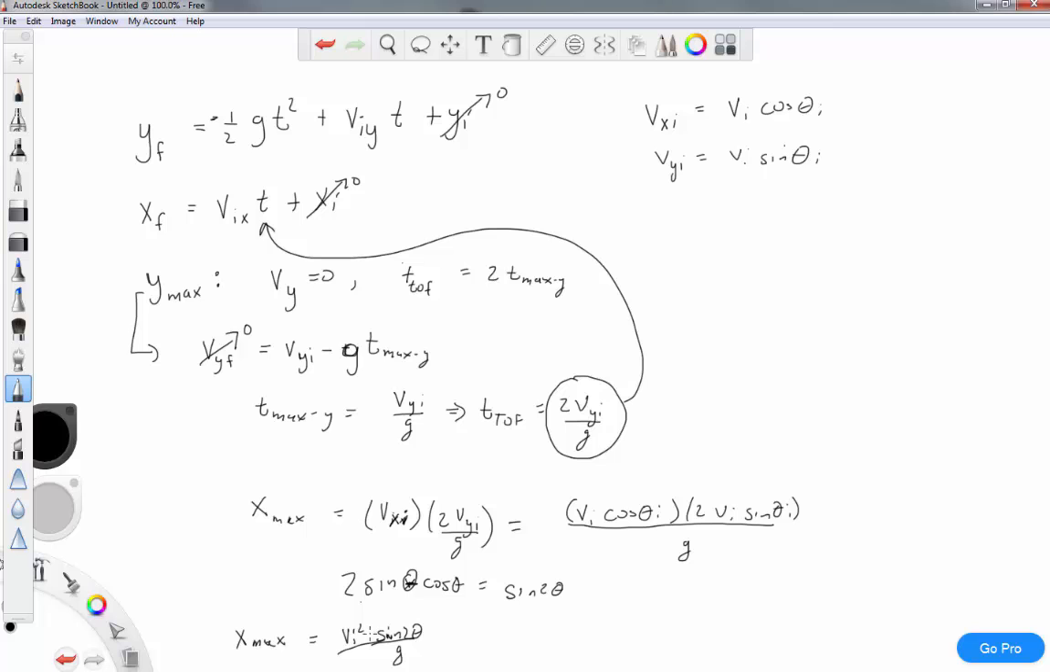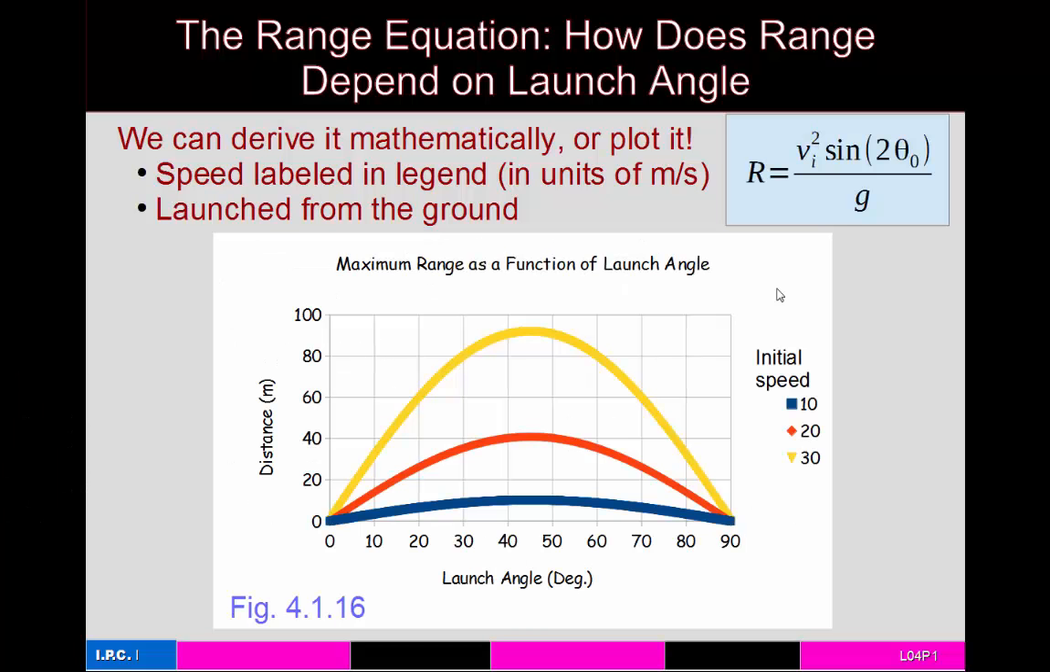So given that this is the range equation, again, assuming that the initial position is 0, 0, what we can do is figure out when is this equation at a maximum. And the answer is it's at a maximum when sine of 2 times the initial angle is also at a maximum. So what is the maximum value for the sine function? Well, it's 90 degrees. So twice the angle has to be 90 degrees, and therefore the angle should be 45 degrees to maximize the range.